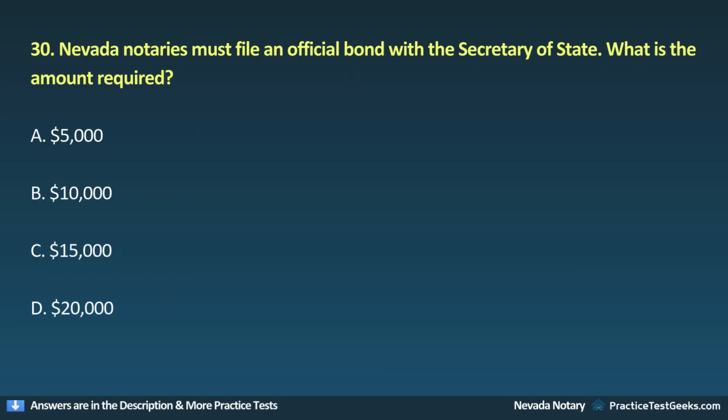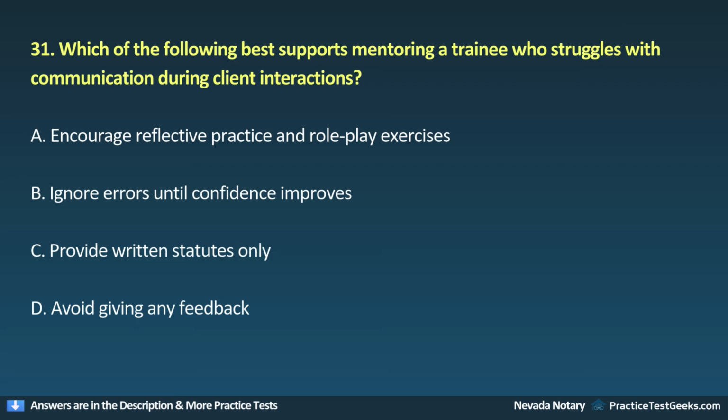30. Nevada notaries must file an official bond with the Secretary of State. What is the amount required? A. $5,000. B. $10,000. C. $15,000. D. $20,000.